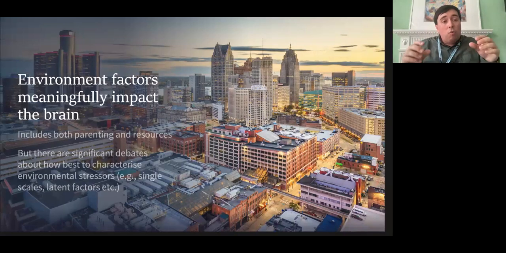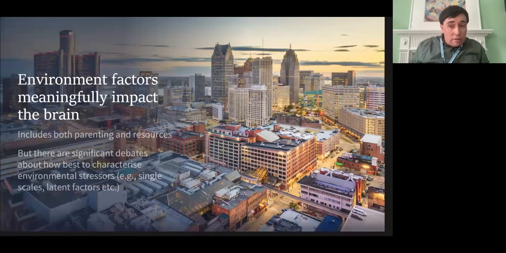But beyond this, we know that there are also significant debates about how we should characterize these environmental stresses. Again, it may seem pretty obvious how you characterize it to you, but it's done in a wide range of ways. Some people use individual scales to characterize the environment. For example, family income-to-needs ratios, their poverty level, parental education, area deprivation indices, and they might use one of these, two of these, three of these, a couple of variations of these.